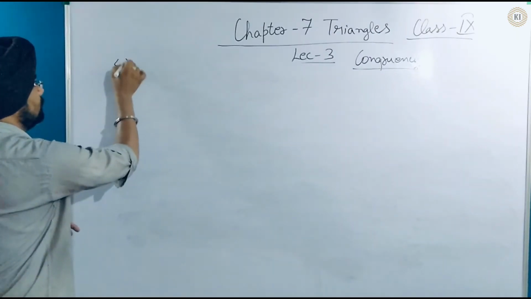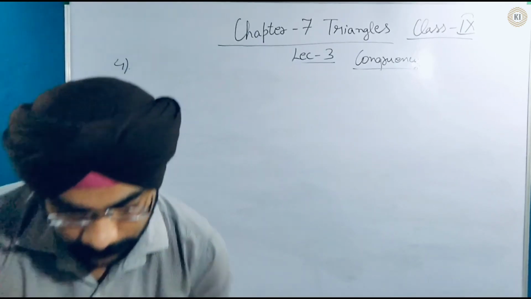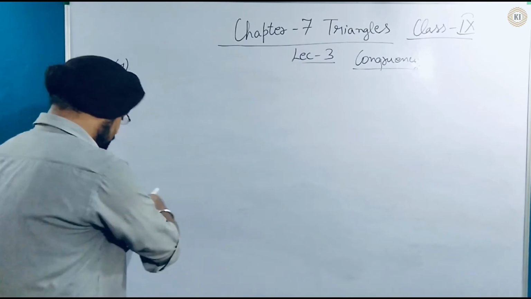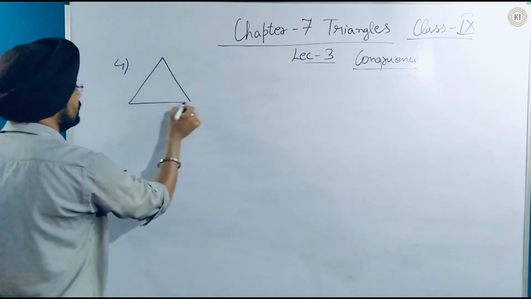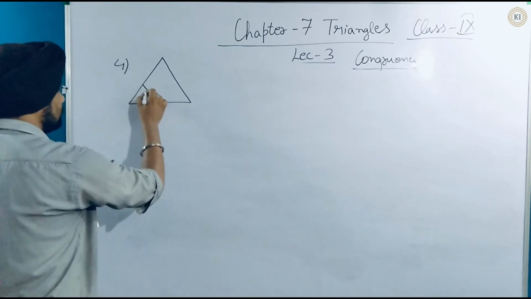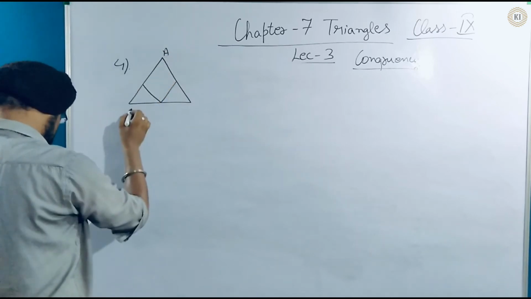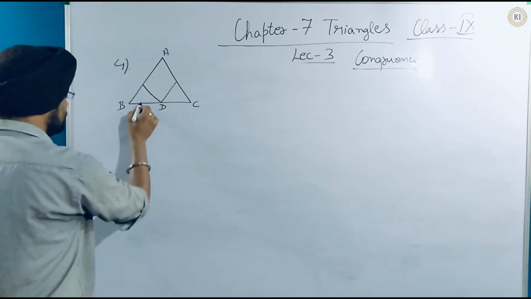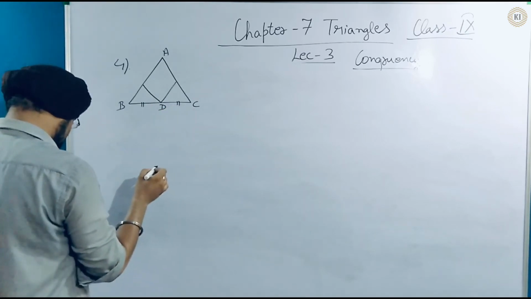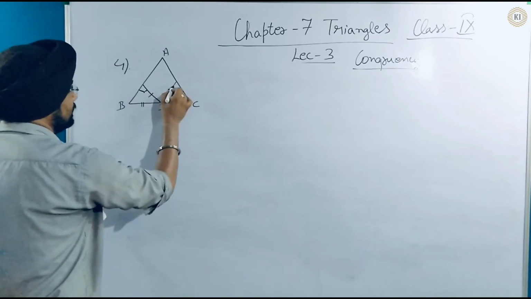Now question number 4 is given as follows. This is the figure of a triangle A, B, D, C. The sides are equal. This angle is given as 90 degrees.